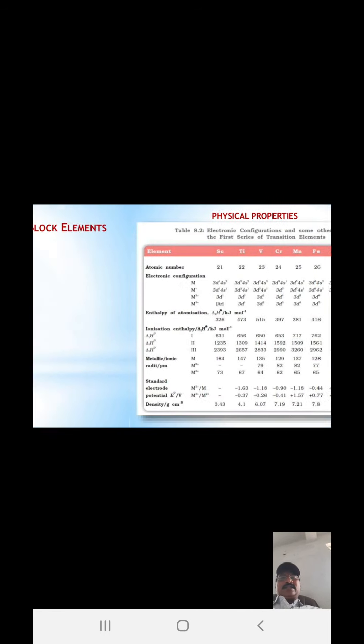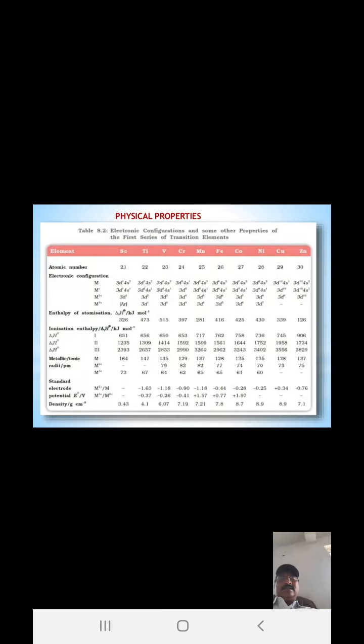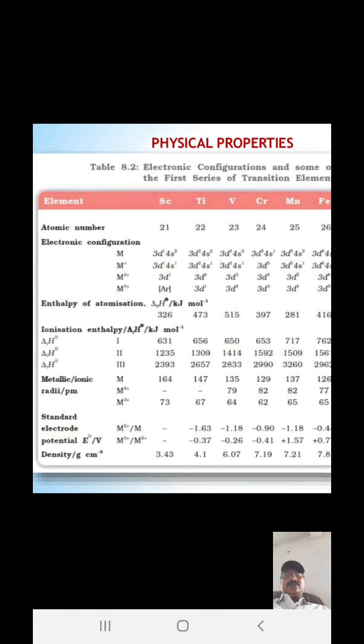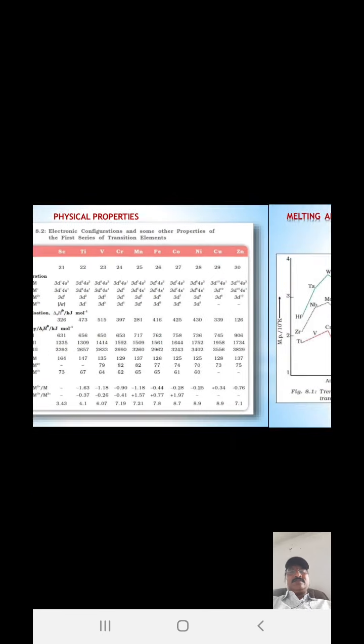Then the general and physical properties of d-block elements, we will see one by one: atomic size, ionic size, ionization enthalpy, oxidation states and colored ions, magnetic properties, catalytic properties, formation of complexes, like that. Okay, see here in physical properties, first of all we are going to see the electronic configuration.